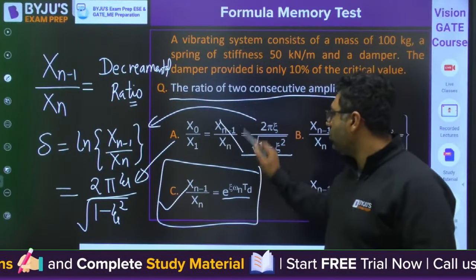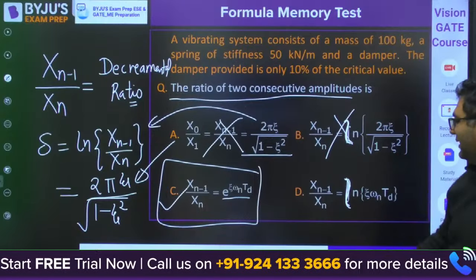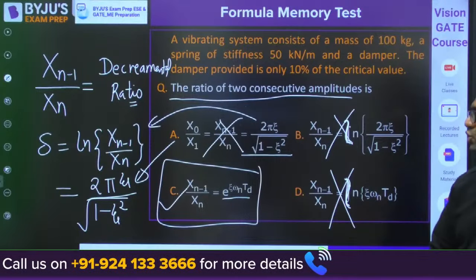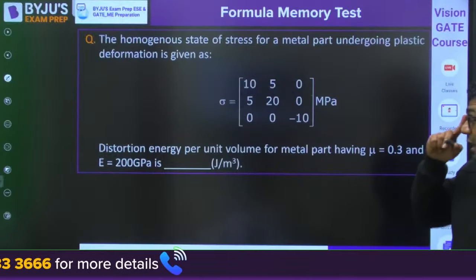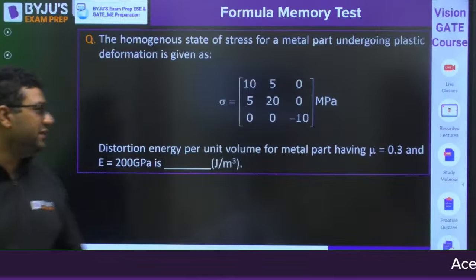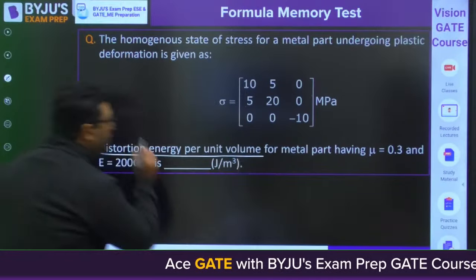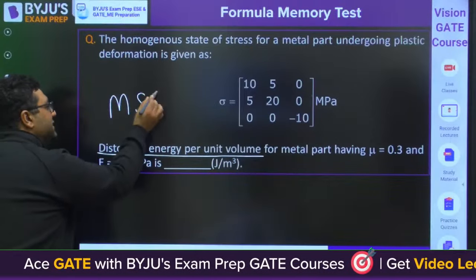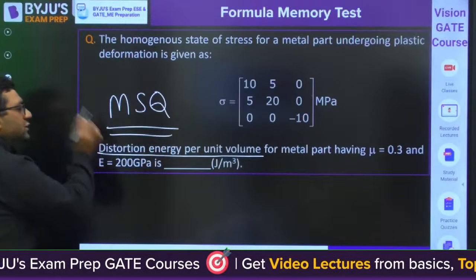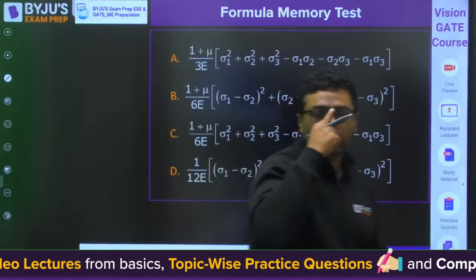So it is a wrong formula, obviously. This is also wrong. So the answer is C. Now, my dear, we are reaching machine design. They are asking the distortion energy per unit volume. This is also MSQ. So you need to see which are the formulas for distortion energy per unit volume.